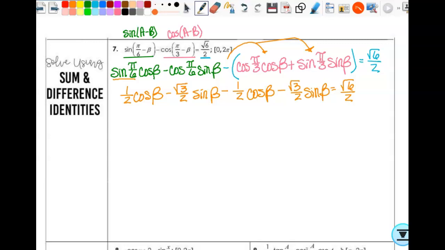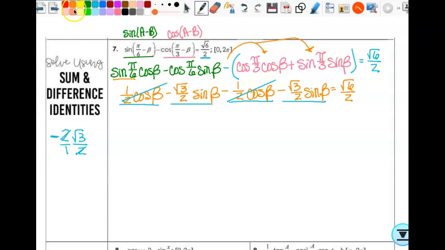Okay. So now I'm going to start to combine things. I have this 1/2 cosine beta minus 1/2 cosine beta. Those are going to zero out. I have this negative square root of 3 over 2 sine beta and negative square root of 3 over 2 sine beta. Those do not zero out. I get 2 of them. So that gives me a negative 2 times the square root of 3 over 2. What does that end up being? It's just the square root of 3 because you have 2 of them. You have 2 halves, it gives you a whole. Well, yeah, it's negative. I just put it up front, but yes, it is negative.